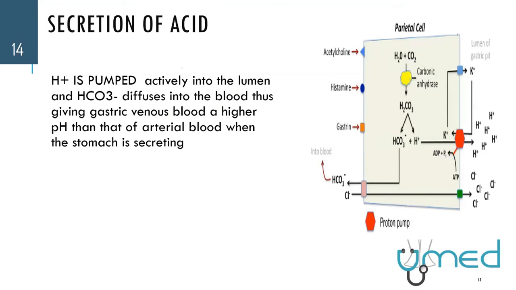Brenda is ahead of the game, because essentially she just covered everything that I was going to cover a while ago. Right? So the H plus is pumped actively into the lumen, right? As you guys see here and there, right? And bicarb diffuses into the blood, thus giving gastric venous blood a higher pH than that of arterial blood when the stomach is secreting, all right? And guys, remember, this is the parietal cell, different from your mucus secreting cells, all right? Remember, the parietal cell is a hot boy in the stomach. He's going to be secreting acid and intrinsic factor and hype, cool.